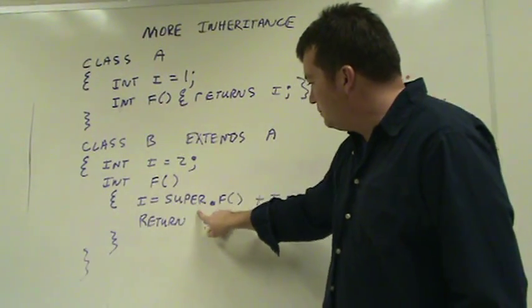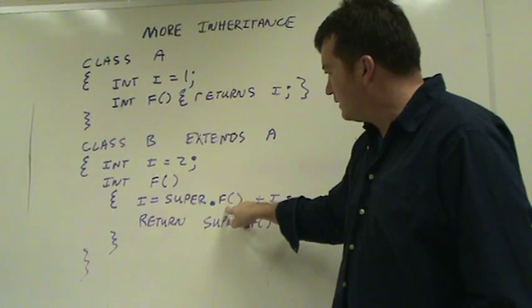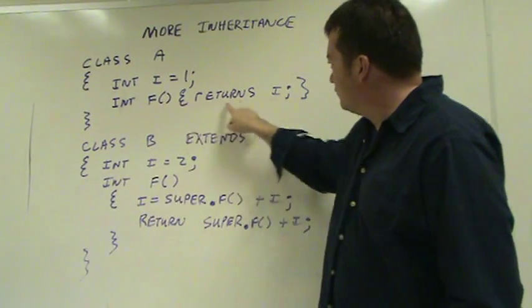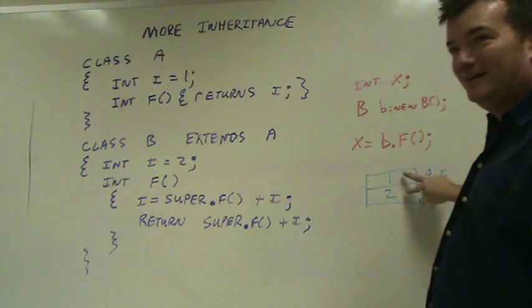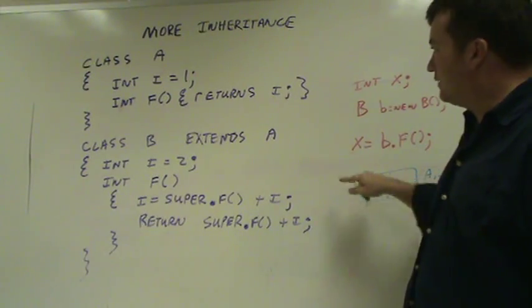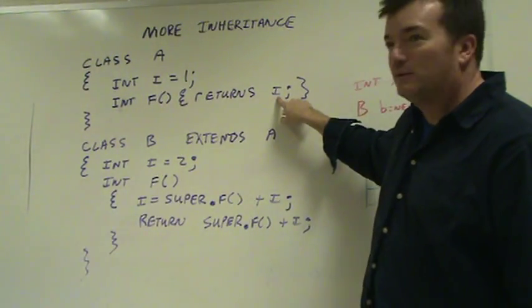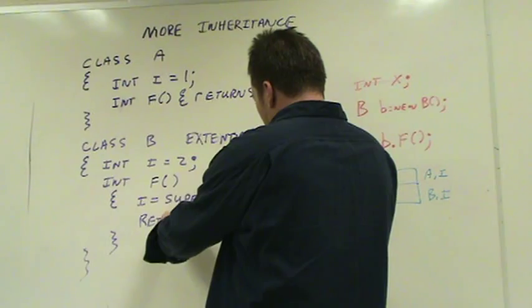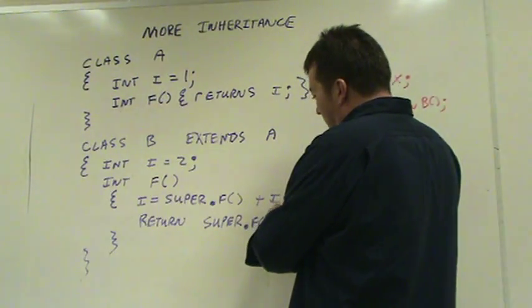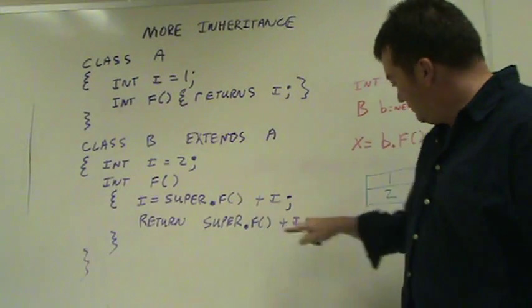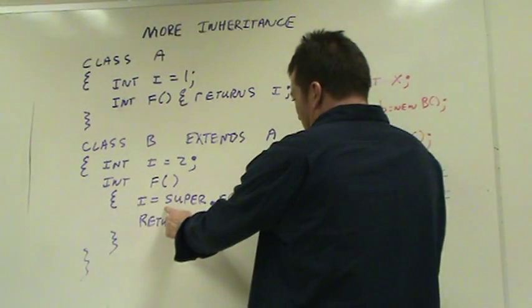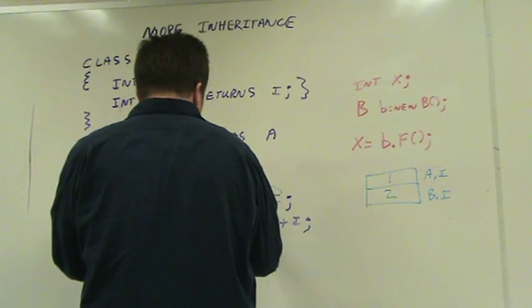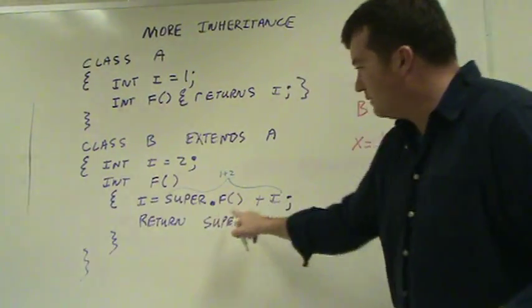We're going to call the super f function. So will that call this function or this function? This one. And what will this one do? This one will return I. So one. Which I? This one, because from this class's point of view, that's the only I it knows about. So it's going to return a 1. So this will become a 1, and then we're going to add to that the value of I, which is the bottom one, this I. So this equation becomes 1 plus 2. So this becomes 3.